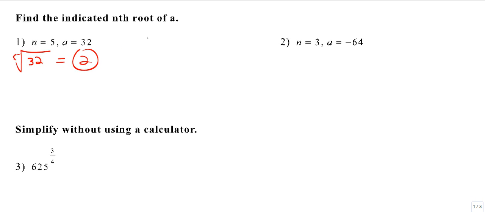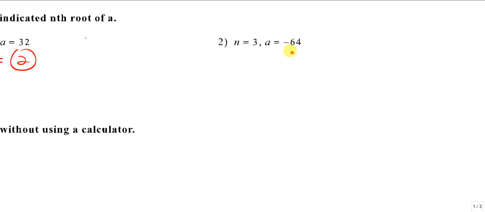Moving to the next one. We have the nth root of a negative 64. So I have the cube root of a negative 64. Now, because this index is odd, three negative numbers would give me a negative number. It's only if I have an even index that I can't have a negative number under the radical sign. So what three numbers times itself equals 64? That would be 4. So the answer is a negative 4.